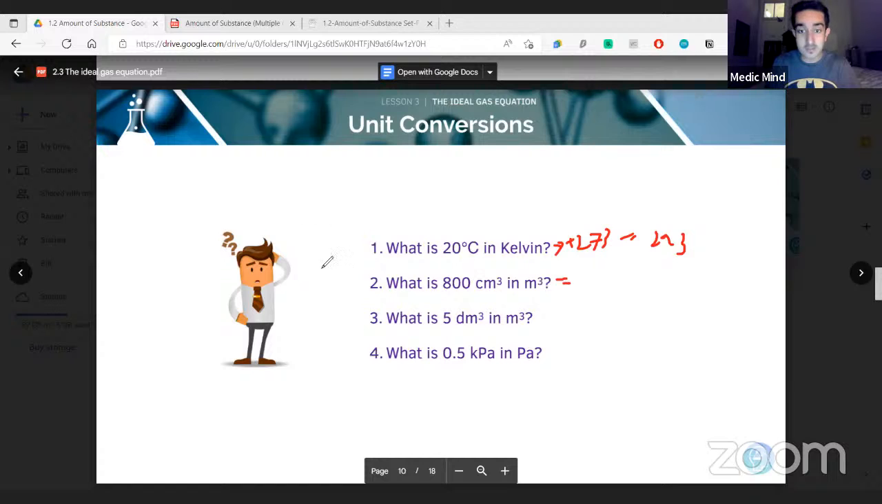800 centimeters cubed in meters cubed, difficult. That's 0.8 decimeters cubed, which means it's 0.0008 meters cubed. 5 decimeters cubed in meters cubed. So 5 divided by 1,000 is 0.005. 100,000, yeah. 0.5 kilopascals in pascals, 500 pascals. Easy, because you times by 1,000.